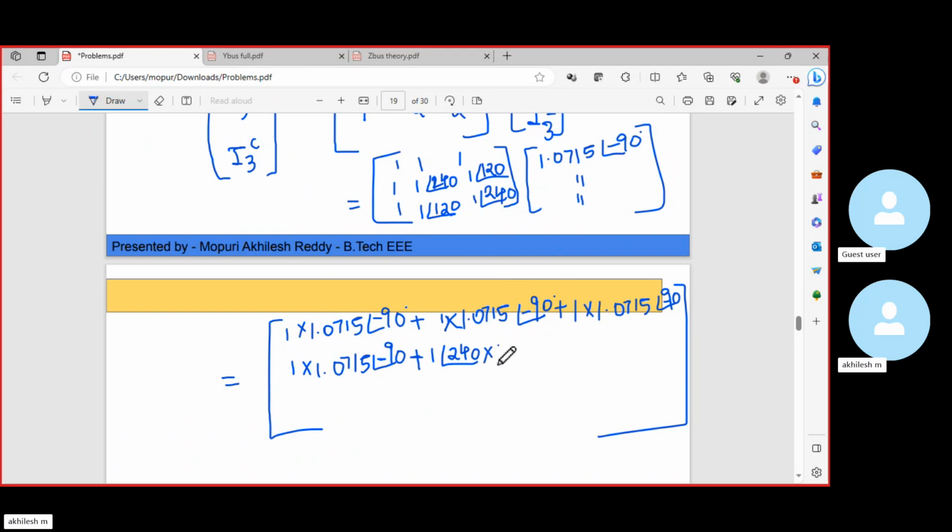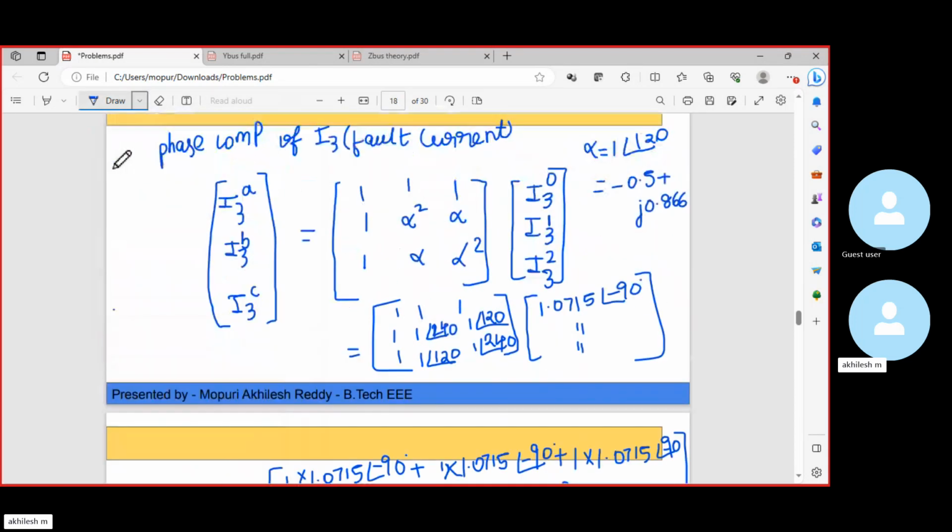Else, let us leave these answers as such. Let us see the procedure. Okay, no problem, because there will still be many calculations, matrix multiplication, right? 3 into matrix into 3 into 1 matrix. Later on I will fill this and send it to you. Okay. Now, this is the procedure for finding the phase components of fault current.